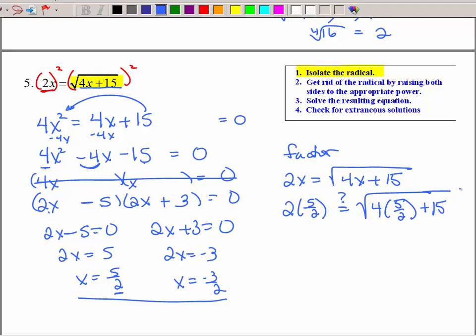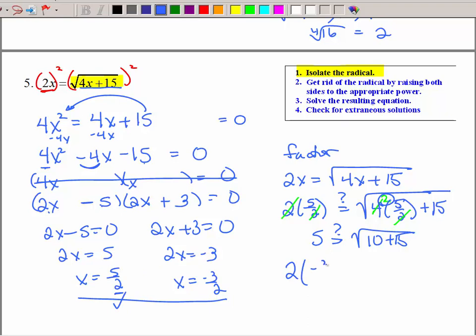Now the reason why it's not so bad is that you should be able to see that those reduce. That reduces. And so I have, does 5 equal the square root? That's 2 times 5 is 10 plus 15. Well, yeah, 10 plus 15 is 25. Square root of 25 is 5. So that's okay. So the math really isn't that bad.